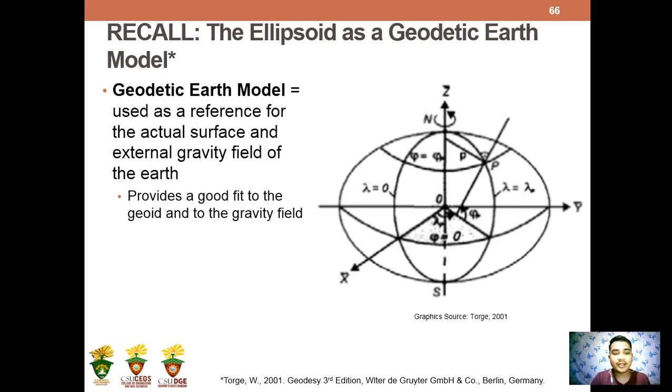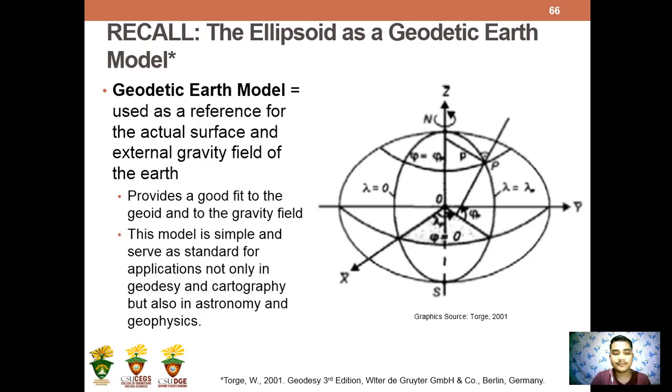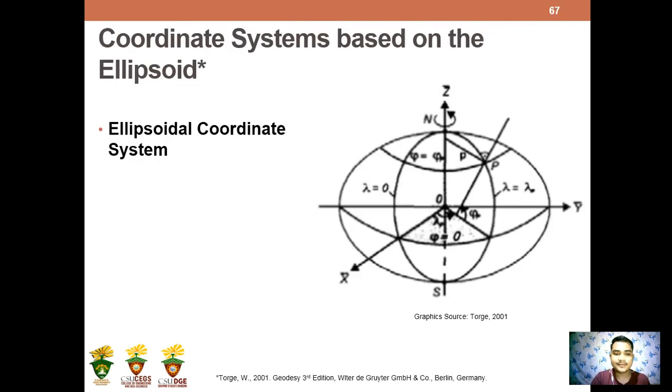Therefore, the geodetic earth model, which is an ellipsoid, is simplified so that it is easier to understand and easier to calculate the positions of some point on the earth. This model is simple and serves as the standard for applications not only in geodesy and cartography but also in astronomy and geophysics. The geodetic earth model is the ellipsoid.